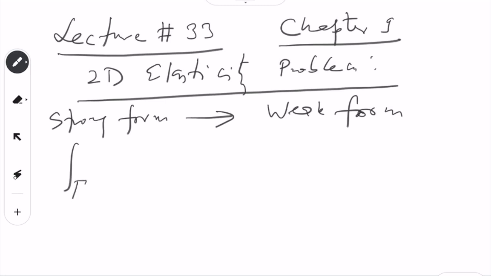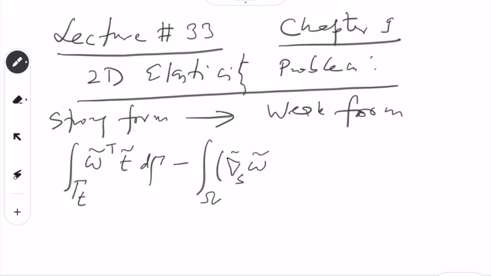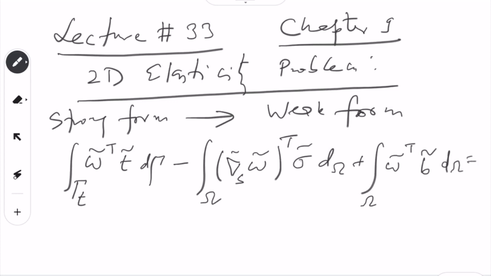So we have integral over gamma t of w tilde transpose t tilde d gamma, then minus integral over omega of del s w tilde transpose, sigma tilde d omega, plus integral of w transpose b tilde d omega is equal to 0.